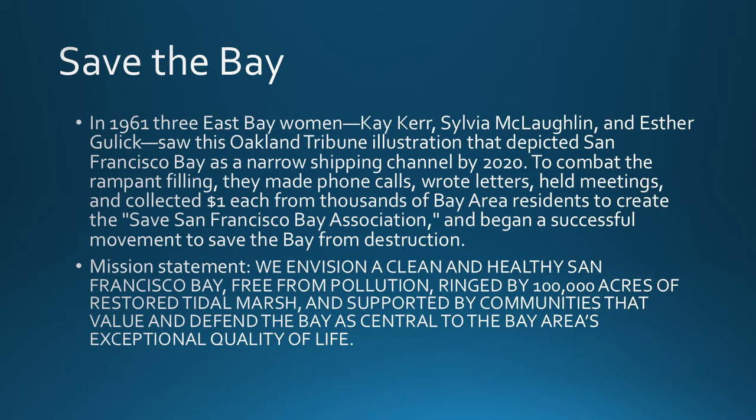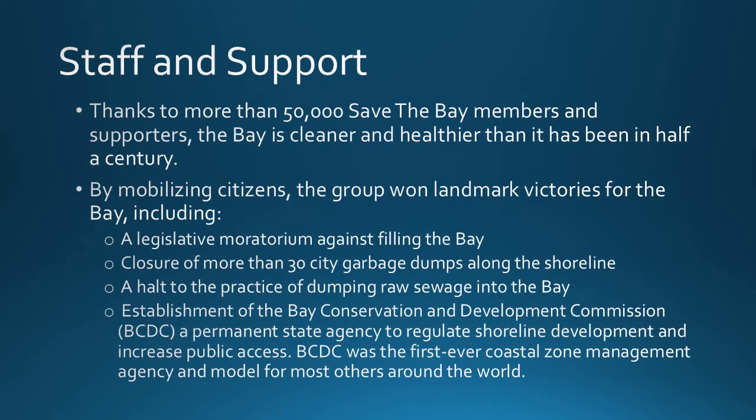So in 1961, 3 East Bay women decided to save the bay. And they created this organization with this mission statement, quote, we envision a clean and healthy San Francisco Bay free from pollution, ringed by 100,000 acres of restored tidal marsh and supported by communities that value and defend the Bay as central to the Bay Area's exceptional quality of life, end quote. This spells out the goal of the Save the Bay organization. And this is why the organization is doing the right thing.